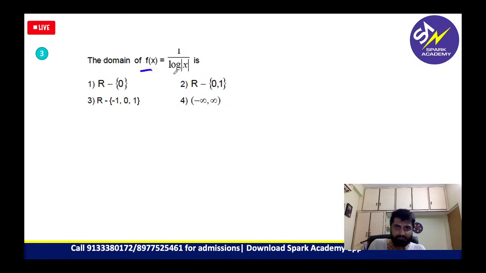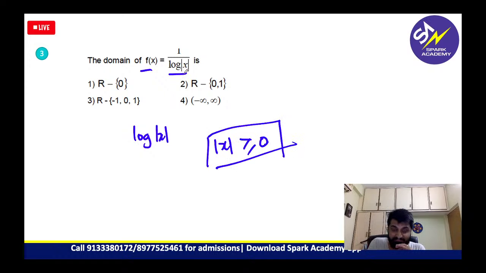Again, domain of the function. What do we have here? Here we have log of mod x. So that means what? Obviously, this mod x should be greater than 0. Now observe, this is a special type of function. It's a modulus function. What do you mean by modulus function, guys? Modulus means what? Negative will also become positive.